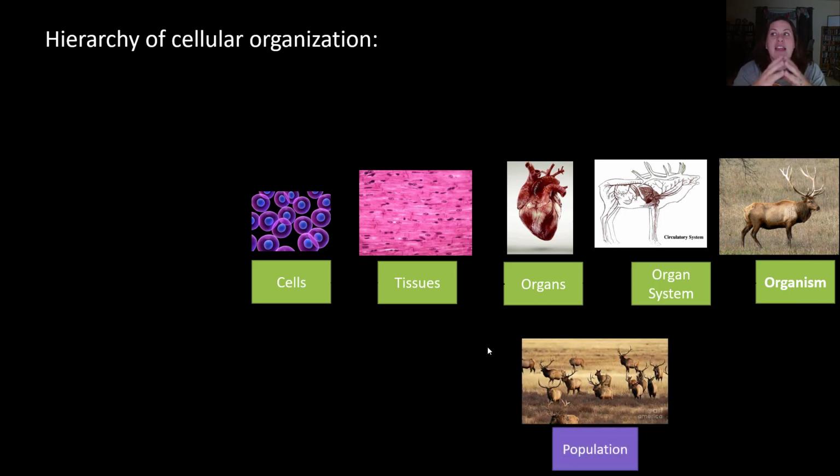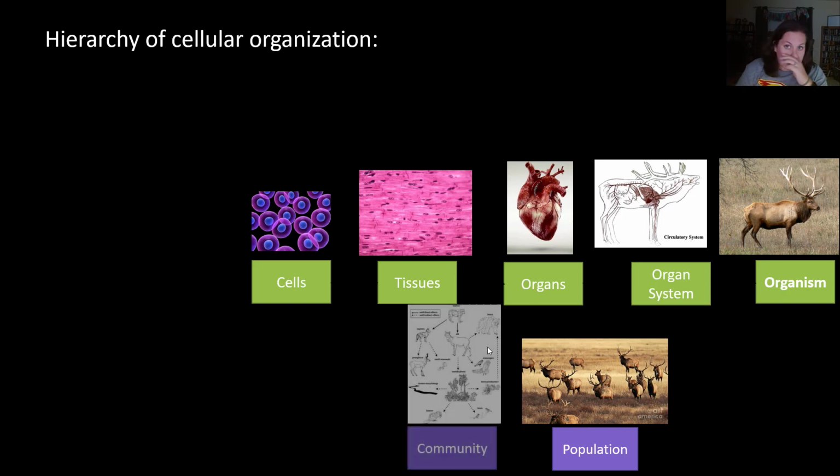Now, these organisms are going to then be organized into a population. A population contains all the same species of that organism. Populations then work together to create communities. Now, communities are going to be all the living things in that community, and they are going to react in certain ways. This is how food webs and food chains are going to be developed.